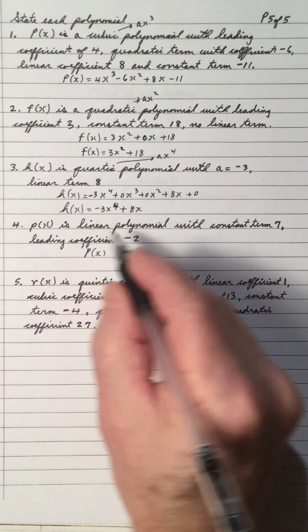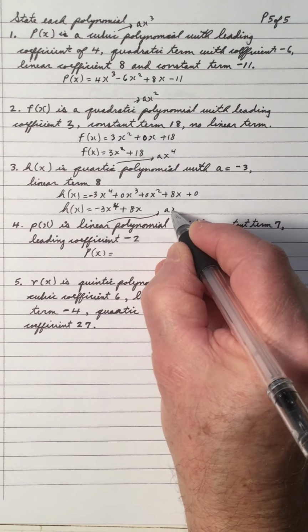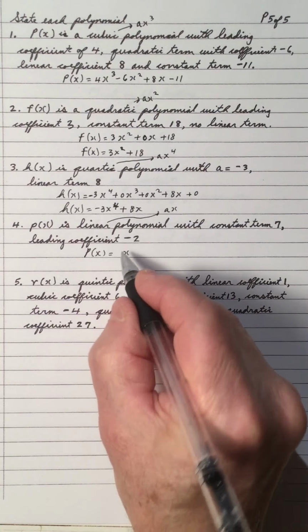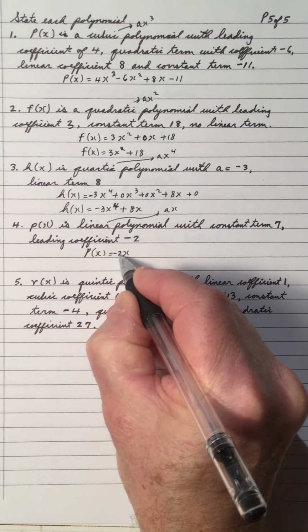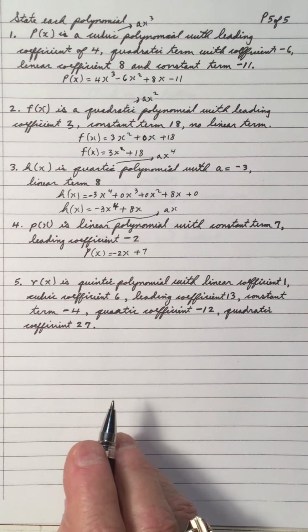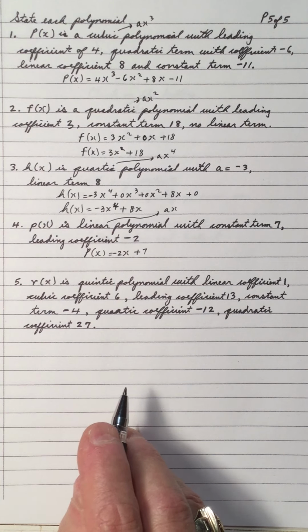And we have the p of x again. We have a linear, and a linear term is ax to the 1. It has a leading coefficient of -2 and has a constant term of 7. So there it is. Linear is x to the 1.